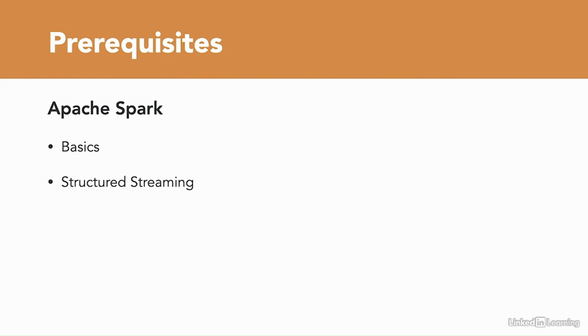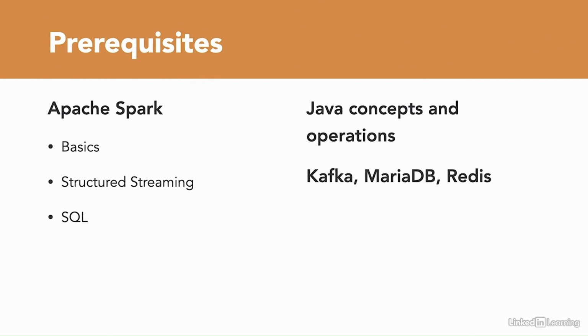Familiarity in structured streaming and SQL capabilities for Apache Spark is also desired. The example code is in Java, so familiarity with Java concepts, programming, and Maven builds are required. We will build pipelines using third-party data stores, namely Kafka, MariaDB, and Redis. Familiarity in these data stores is helpful. We will be deploying and using these data stores with Docker, so knowledge of Docker operations is also essential. Let's now get set up with the example code and prerequisites for this course.